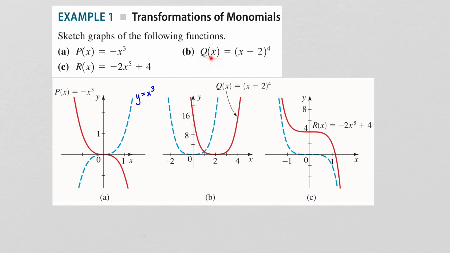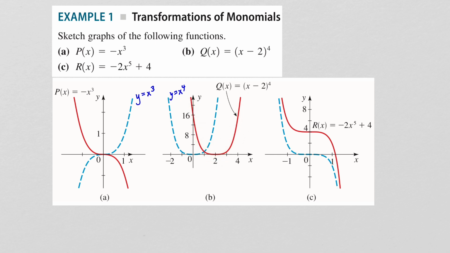Next, we have q of x equals x minus 2 quantity to the fourth power. So we know that y equals x to the fourth power looks like this graph right here. And so x minus 2 quantity to the fourth power is just going to shift this graph to the right 2 units. Other than that, it has the exact same shape.